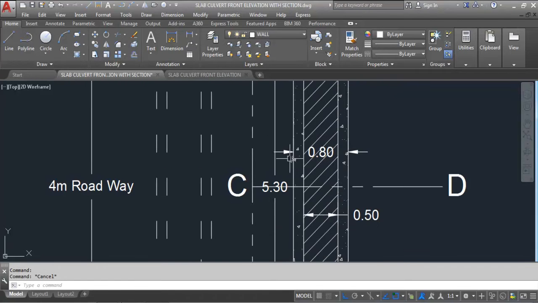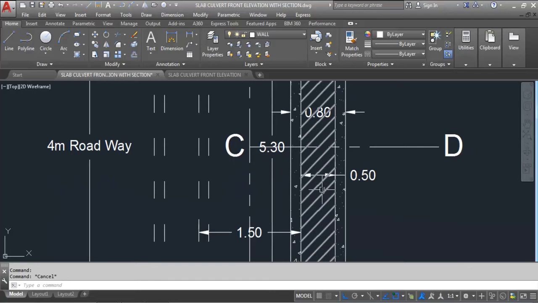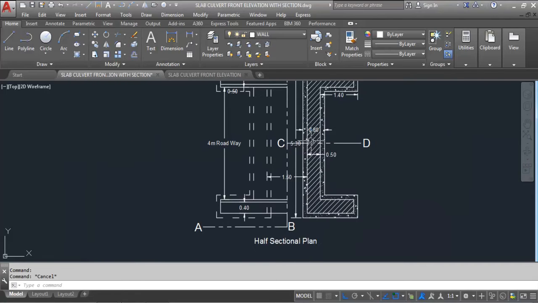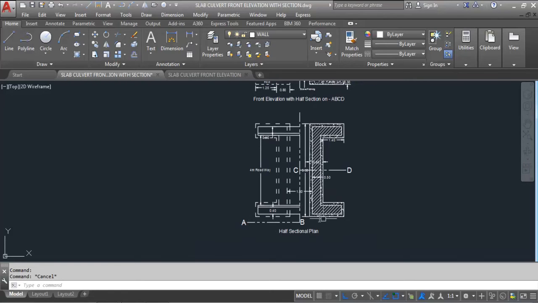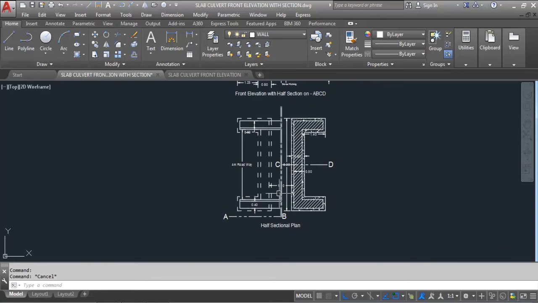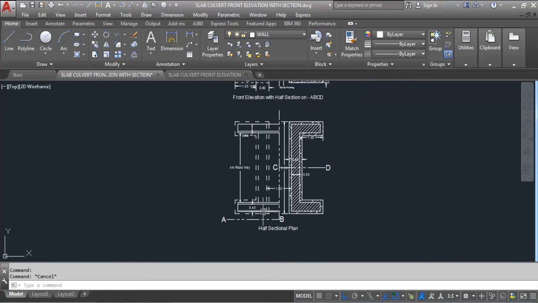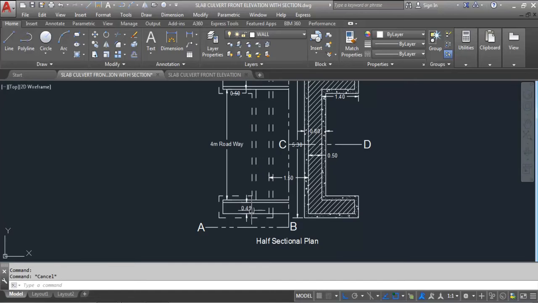Now this is 0.8 meter. This is the width of PCC, also the bottom width. Now 0.5 meter, this is the width of brickwork. So on this side, due to the slab, we can't see this side wall. We can see only brickwork and parapet wall here. You can see the brickwork here.